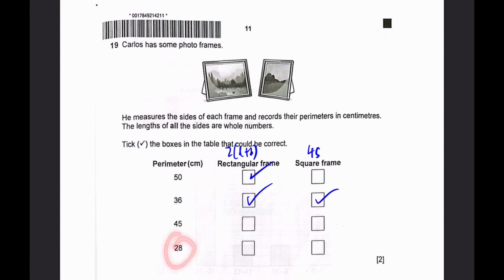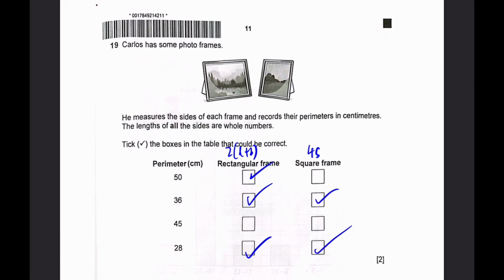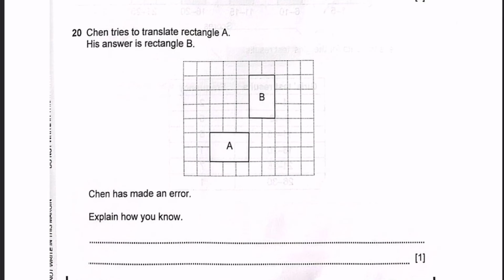Now, perimeter 28. That means length plus breadth is equal to 28 by 2, 14. This is a whole number, so we can take this. The sides can be like 6 and 8, or 2 and 12, something like that. It has to add up to 14. Now for the square frame, 4s equals 28, s equals 28 by 4, which is 7, and this is a whole number, so yes, this is correct. That's the answer.